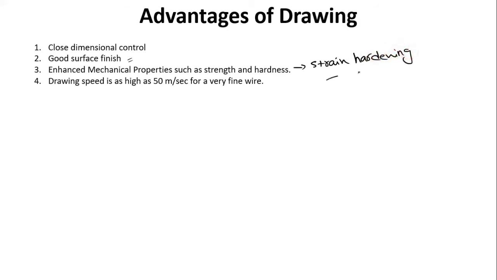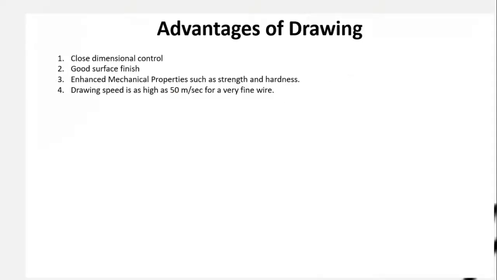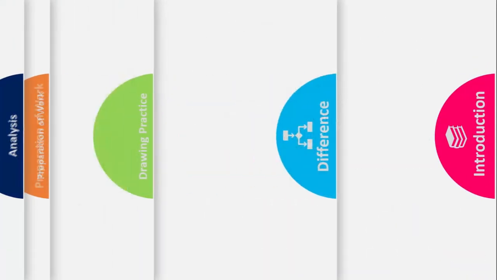And I expect you to know what strain hardening is, because we have discussed this time and again in this whole chapter. In every process, strain hardening has a vital role to play. Drawing speed can be as high as 50 meters per second, so it can be a very high speed process as well. But that's not always the case. In the case of fine wires, we can have speed up to this. Otherwise, it's at least slower than this. So these are certain advantages of the drawing operation.